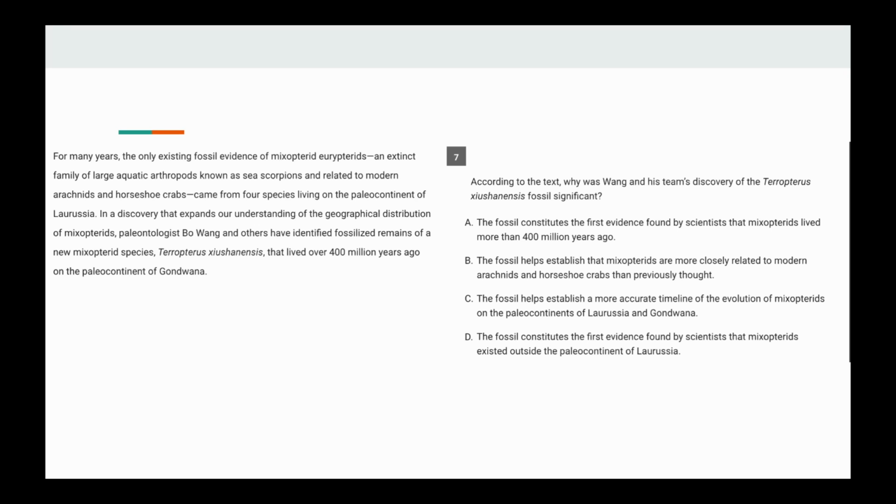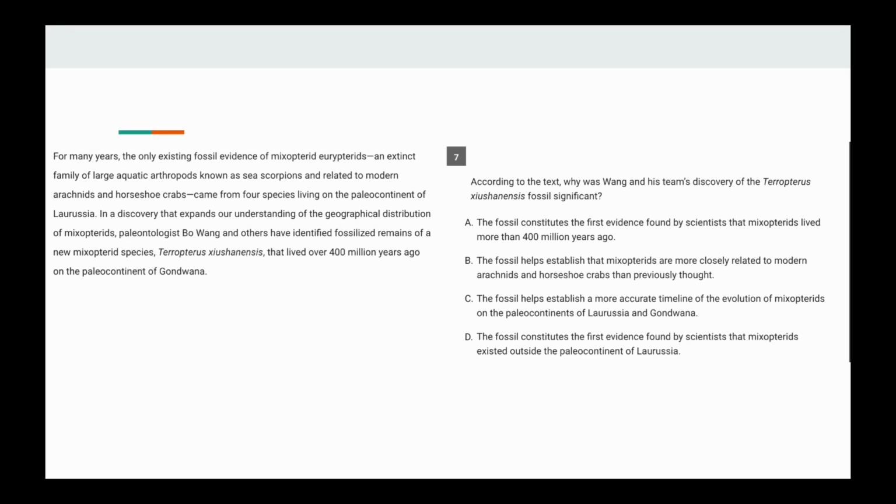For many years, the only existing fossil evidence of Mixopterid eurypterids, an extinct family of large aquatic arthropods known as sea scorpions and related to modern arachnids and horseshoe crabs, came from four species living on the paleocontinent of Laurasia, in a discovery that expands our understanding of the geographical distribution of Mixopterids. Paleontologist Bo Wang and others have identified fossilized remains of a new Mixopterid species, Pteropterus, that lived over 400 million years ago on the paleocontinent of Gondwana.